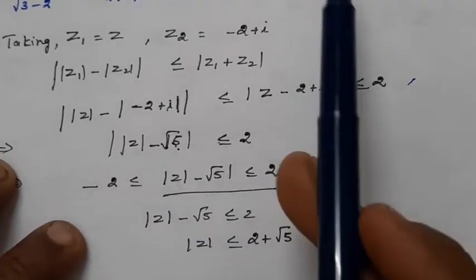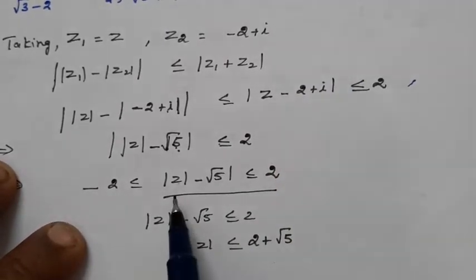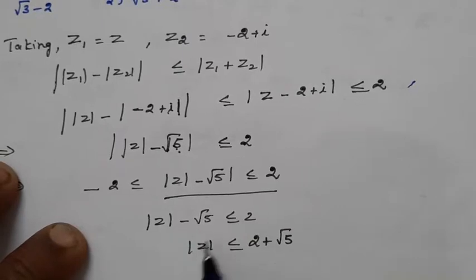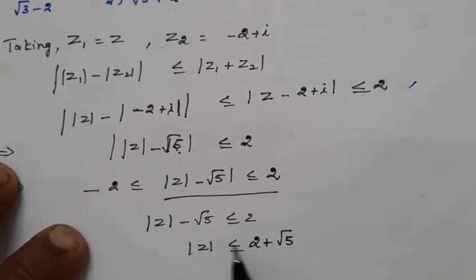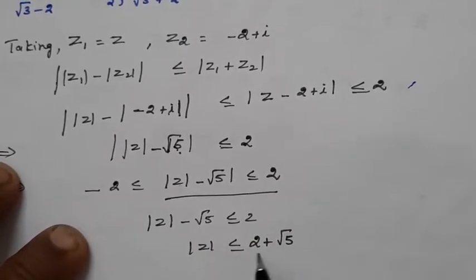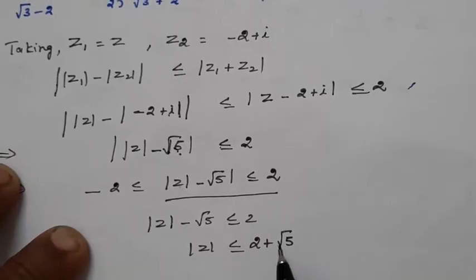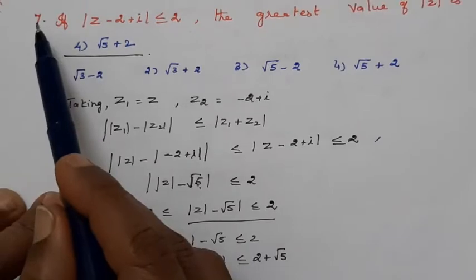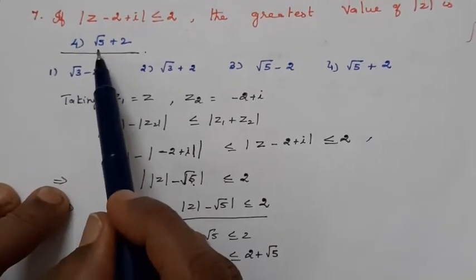As the greatest value is needed, let us take this part alone. So modulus of z minus root 5 is less than or equal to 2, or modulus of z is less than or equal to 2 plus root 5. So what is the greatest value of modulus z? 2 plus root 5, and this is nothing but option number 4. So the answer for question number 7 is option number 4, root 5 plus 2.